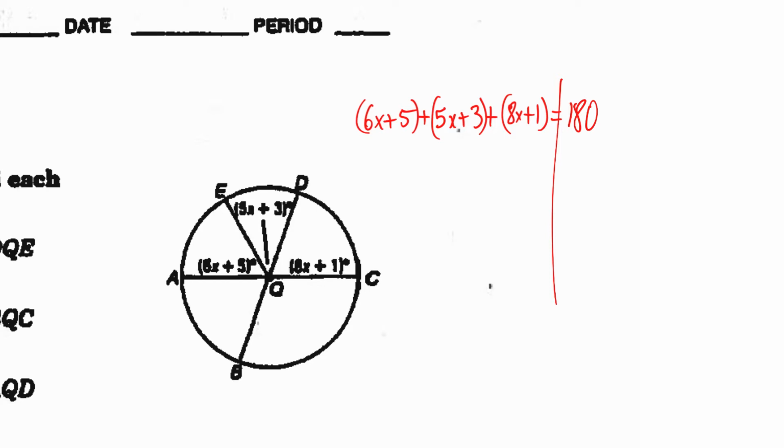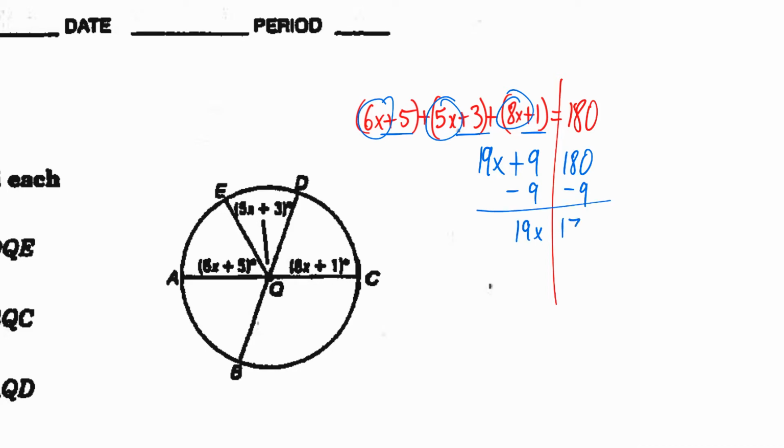All right, so we're going to combine like terms, solve for x. So we have 6, 5, and 8. How many x's is that? So that's 19x. Then there's 5, 3, and 1. What does that make? Makes positive 9. All right, so what do we need to do next? 180 minus 9. Okay, subtract 9 from both sides. So we get 19x equals 171. Divide by 19.